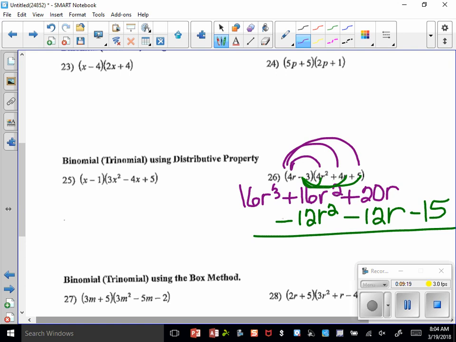Okay. Combine like terms together. So I'll have 16r to the third plus 4r squared, plus 8r minus 15. Any questions on that?